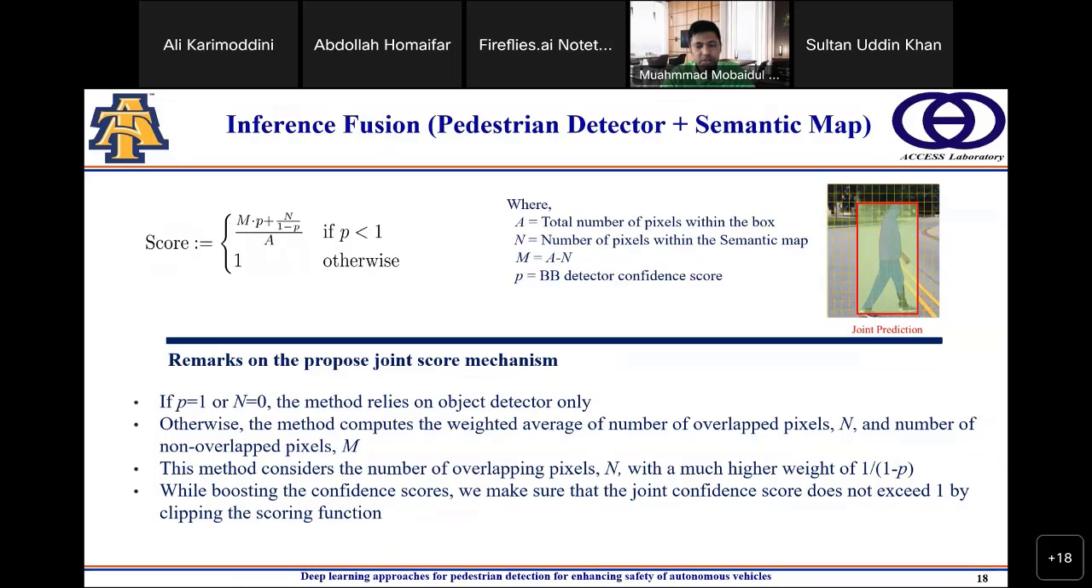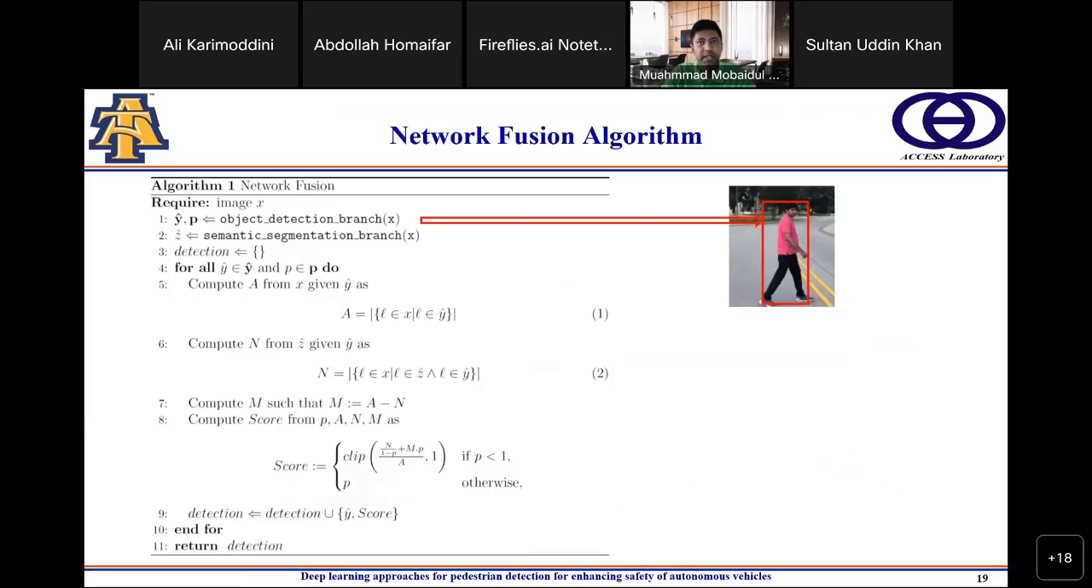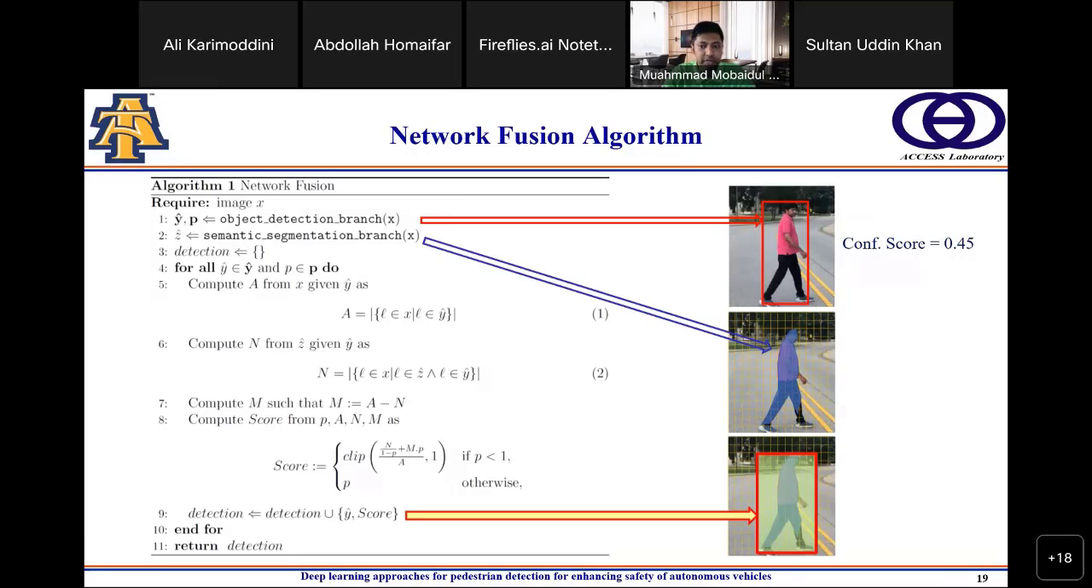While boosting the confidence score, we make sure that it does not exceed 1, and we ensure this by using a clipping function in our scoring mechanism. Here is the pseudocode of our fusion algorithm. The object detection branch provides a bounding box with a confidence of, for example, 0.45, and semantic segmentation provides the pixel-level information. Then, applying the scoring function on overlapping pixels, the fusion algorithm provides a boosted confidence score of 0.90. This way we improve the confidence score.